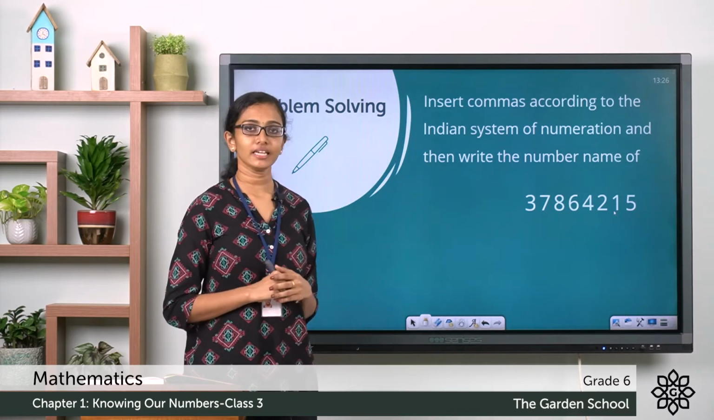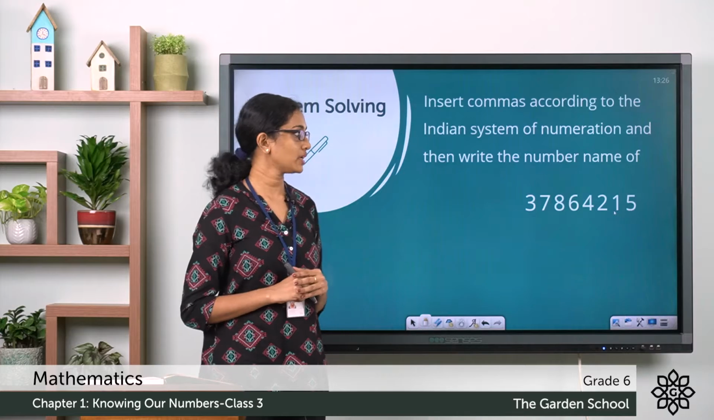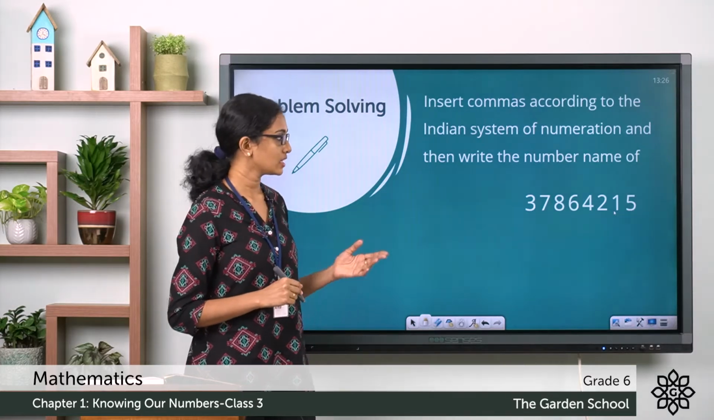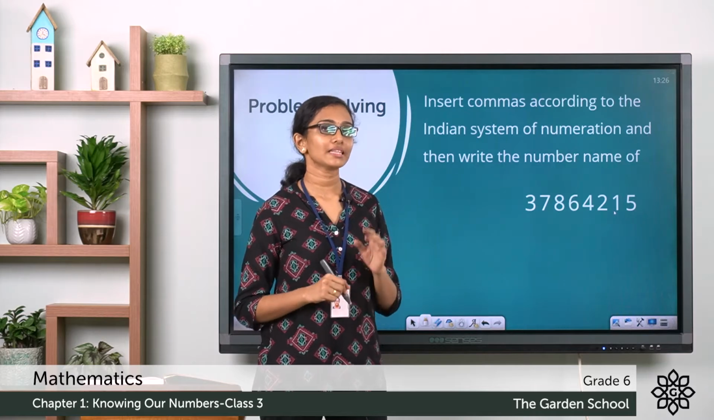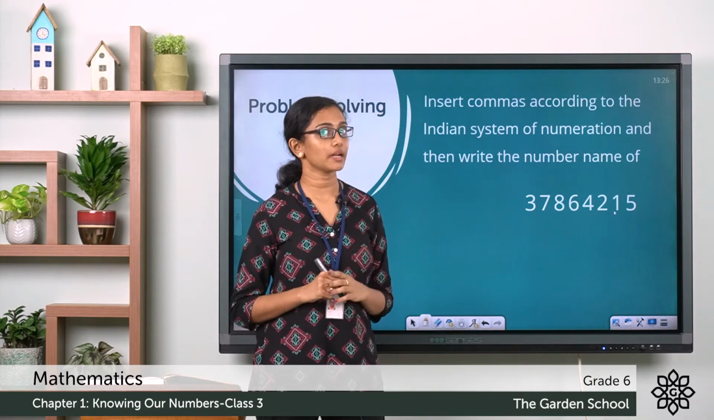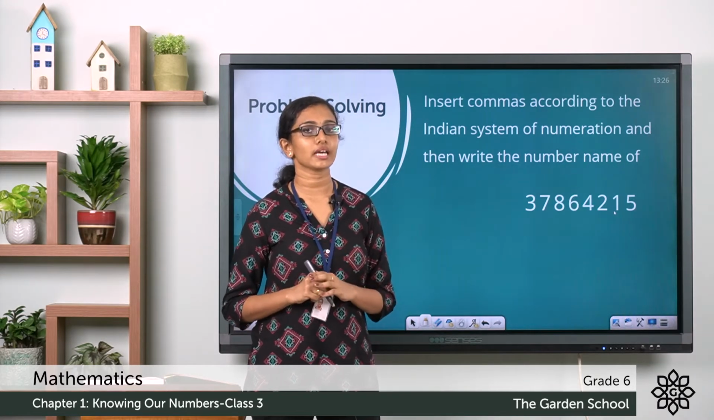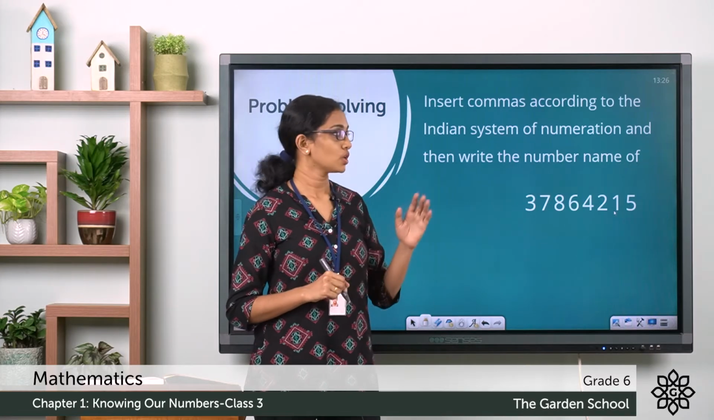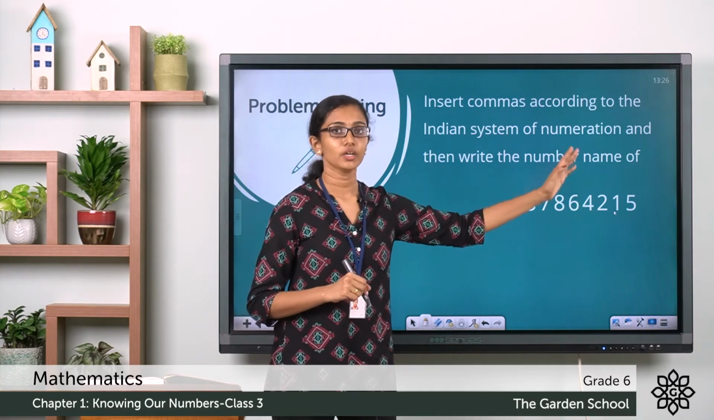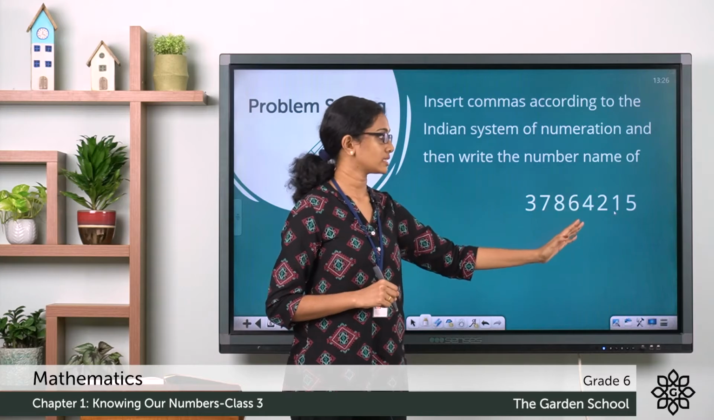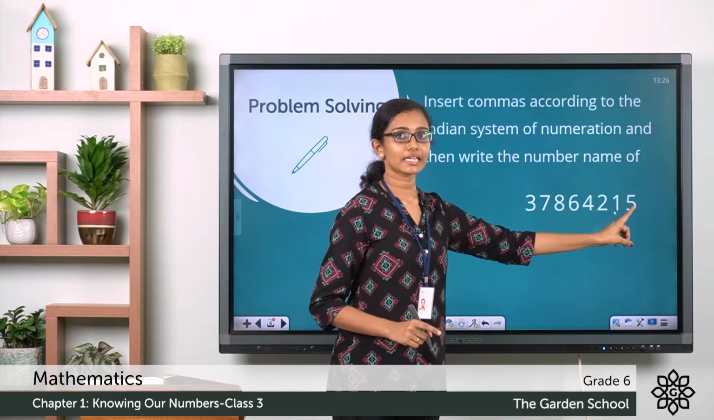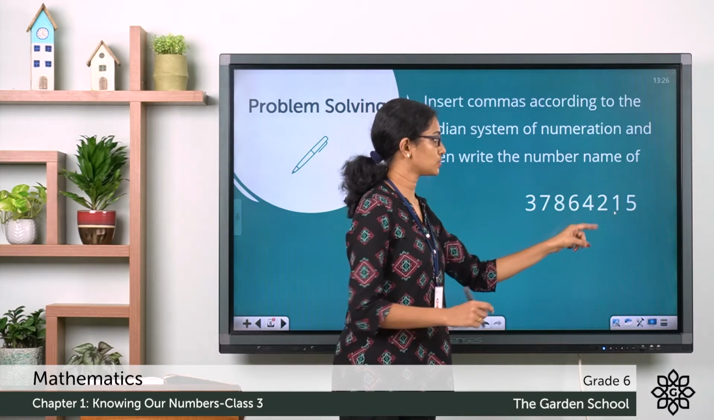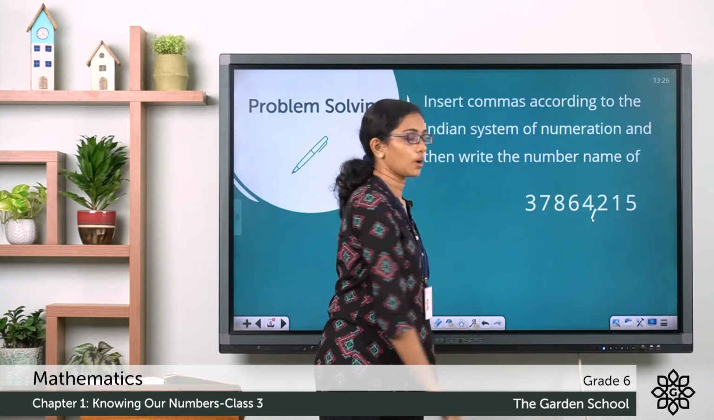Now let's see how we can insert commas in between. I hope you have already done that. So where you start counting the digits to insert commas, remember the ones period alone has 3 places. All the higher periods have got only 2 places each. So from the extreme right, you start counting the digits. So to separate the ones period first, let's count 3 digits from the right. 1, 2, 3. So here we insert 1 comma.